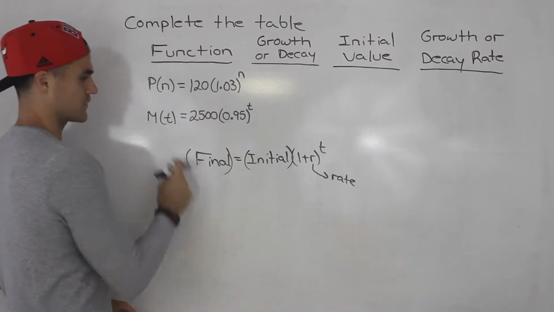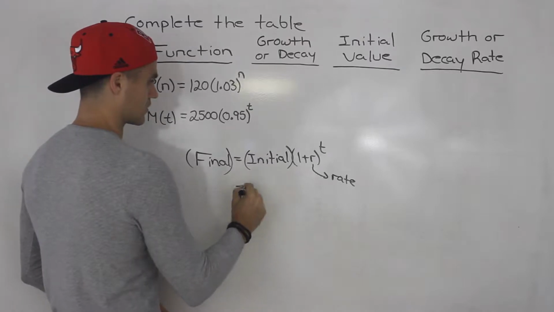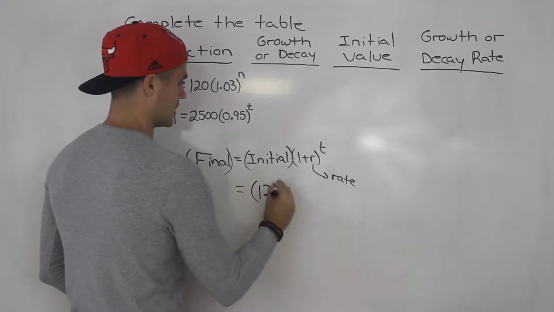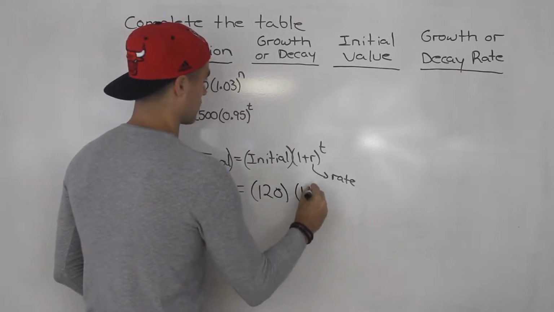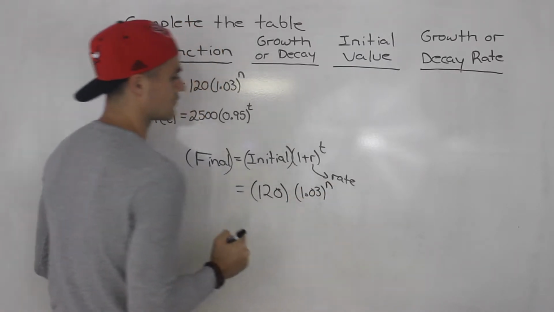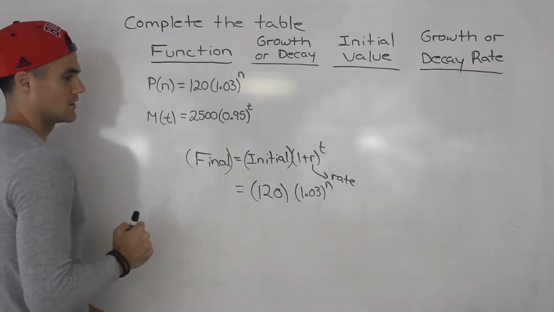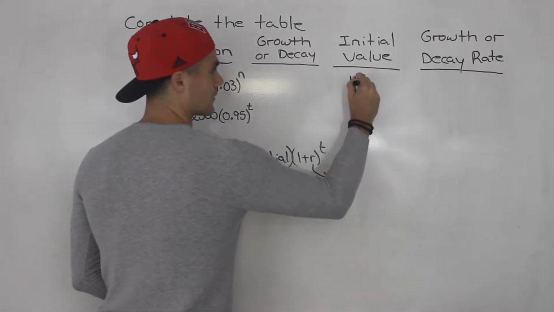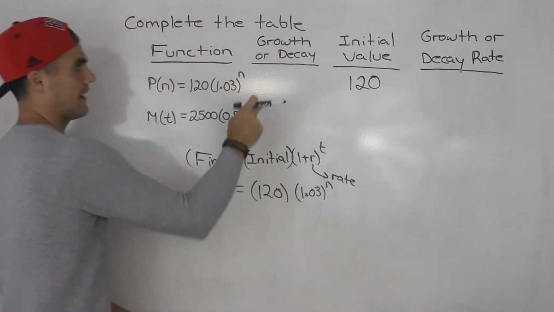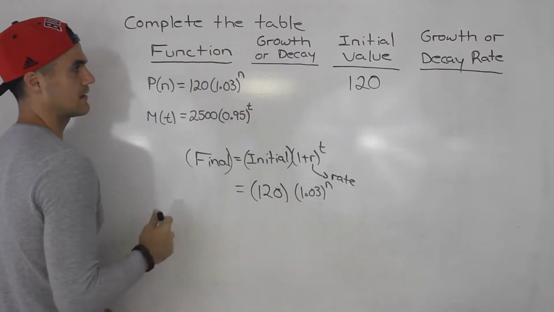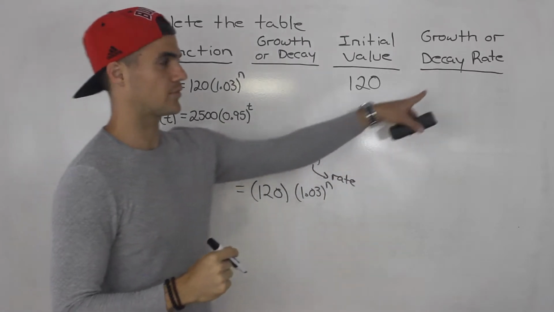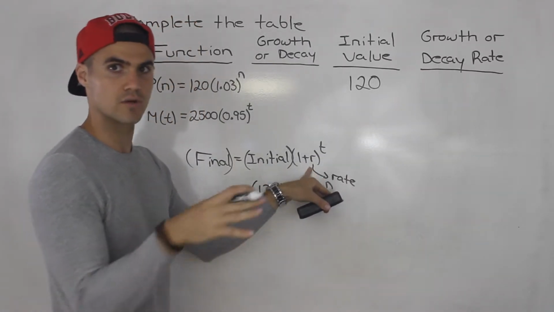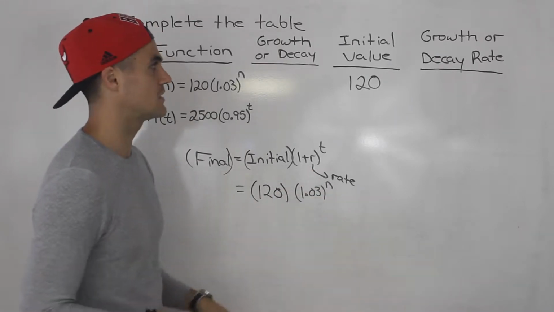So let's start off with this first function. Let's write it under this general format. So we have 120 times 1.03 to the power of n. So notice initial value, we could tell it's 120. We could fill that in right now. Now, is this a growth or a decay? Now, I would actually figure out what the rate is first, because if that rate that we solve for is going to be positive, we know it's going to be a growth. If it's negative, it's going to be a decay.